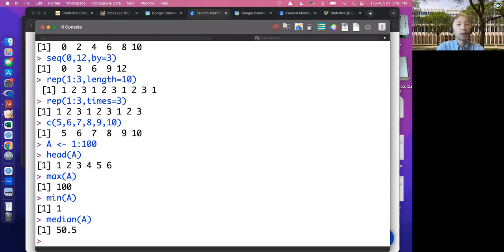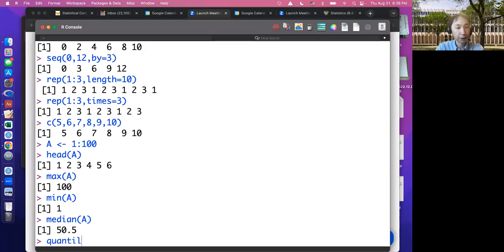The median is the value at which half of the elements are below that value and half of the elements are above. That is somewhere between 50 and 51, but R returns the center value, so 50.5.